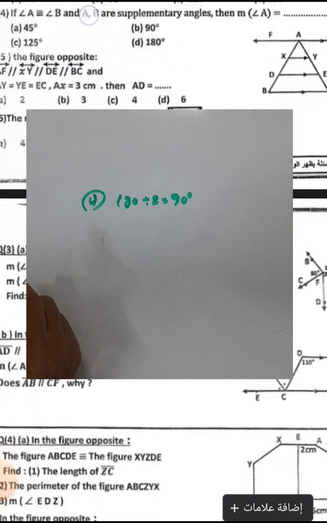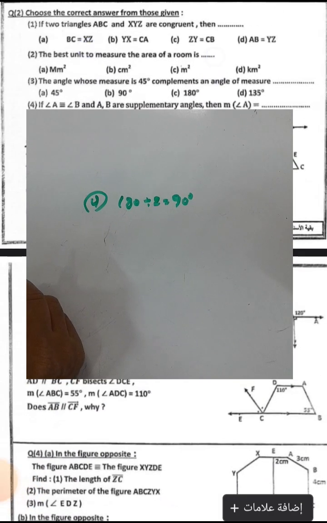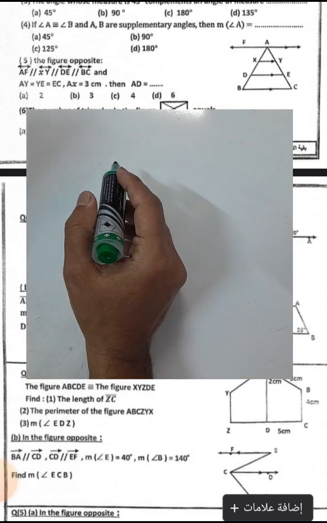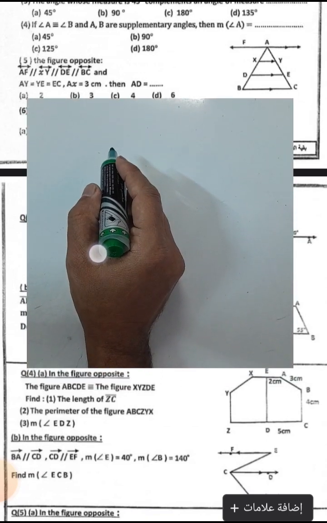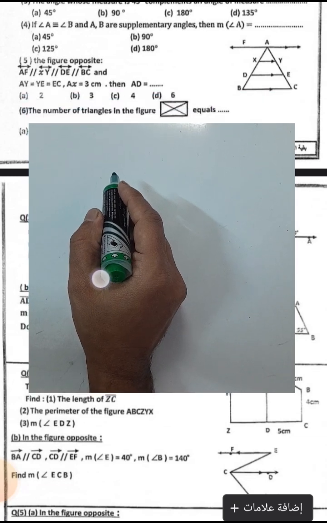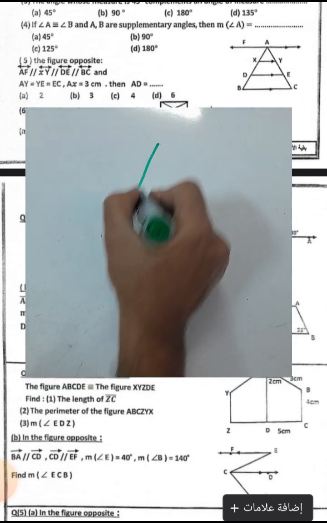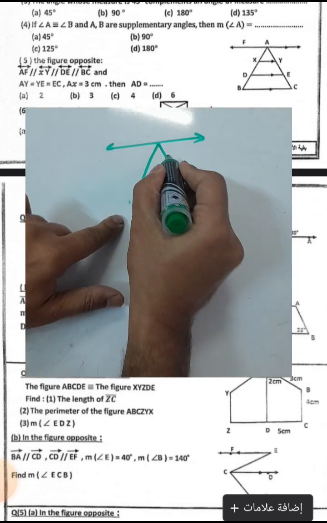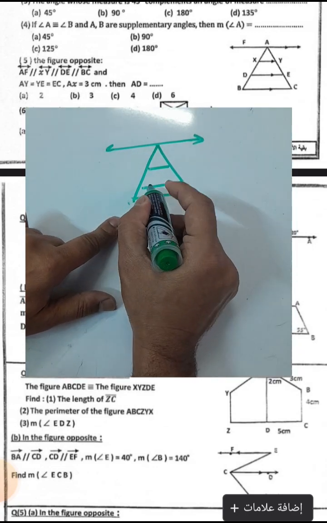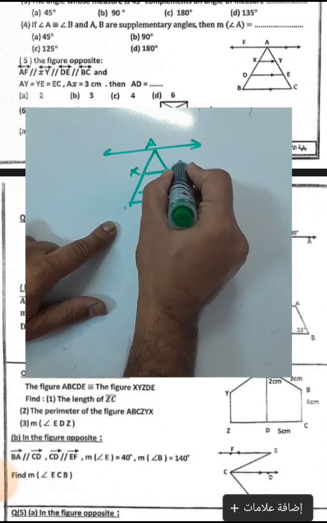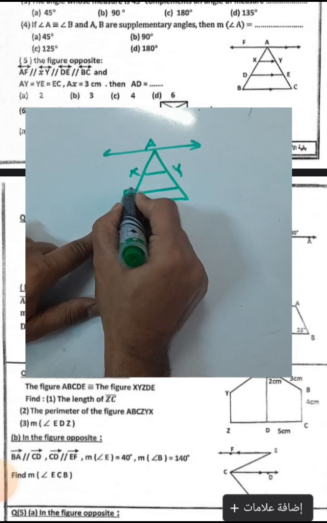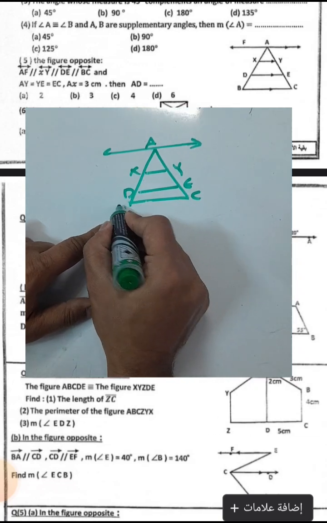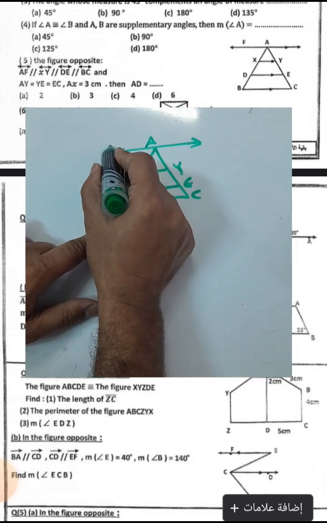Next question. We have a triangle here, and we want to find the length of AD. Okay, I will draw a triangle, and we have a straight line parallel to the base and parallel to this side. We have A, X, Y, D, E, C, B, and here AF.